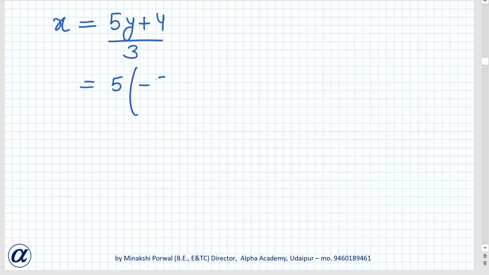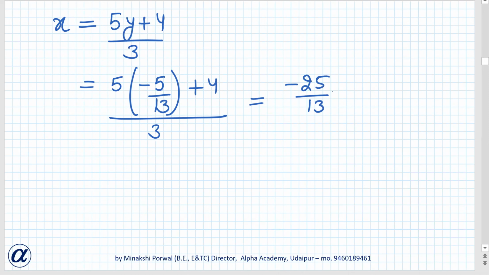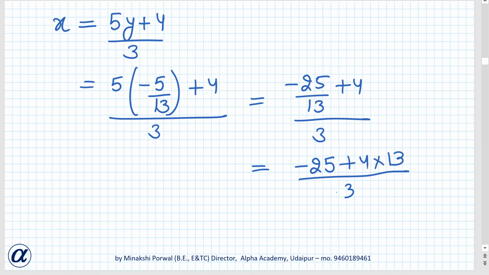We'll find the value of x now. हमने जो substitute किया था x equals 5y plus 4 upon 3. यहाँ पे y substitute कर देंगे. 5 into minus 5 by 13 plus 4 upon 3. तो ये हो जाएगा minus of 25 upon 13 plus 4 upon 3. और it will be minus of 25 plus 4 into 13 upon 3. So it is minus 25 plus 4 3s are 12.